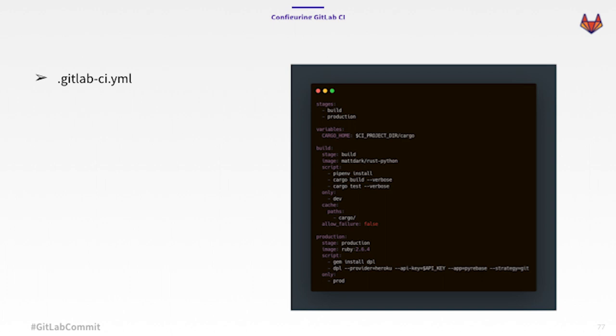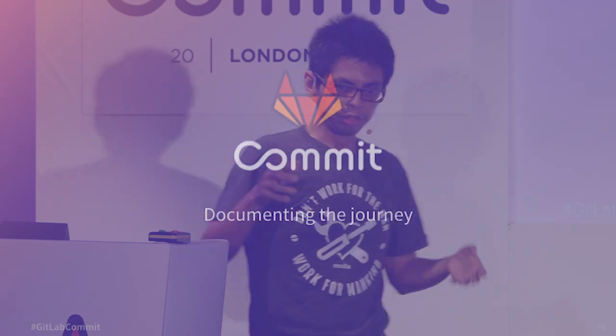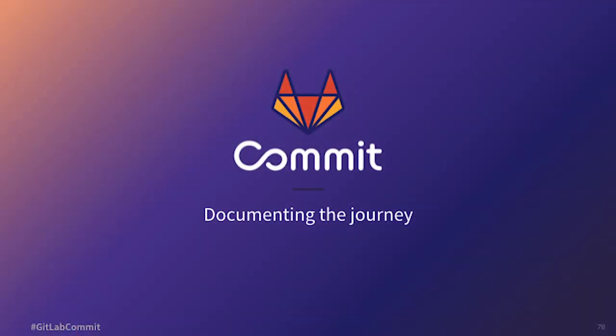The GitLab CI YAML file will look something like this. We have the build part and the production one. This is a general example. This is not a complete example, but it should look like this. And something important, document your projects.